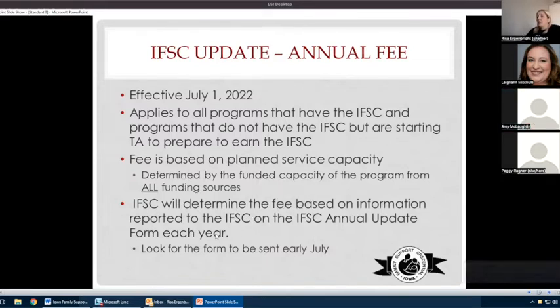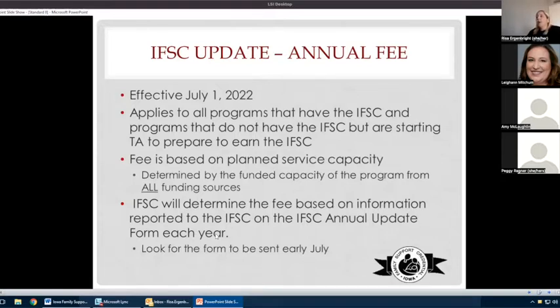The initial conversation went out regarding the annual fee for the Iowa Family Support Credentials starting July 1st. It's going to apply to all programs that currently have the Iowa Family Support Credential and want to continue that, but also programs that do not have the credential but are starting TA to prepare to earn it for the first time. So any program that's in TA or starting TA to earn the credential, and every program that currently has it, to keep it active, that fee will apply to.